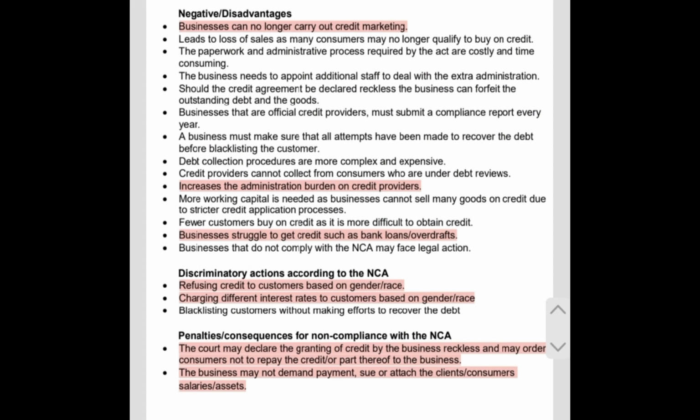Refusing credit to customers based on gender. Number 2, charging different interest rates to customers based on gender or race. That one is simple and clear. There is no need of explaining it. For instance, let's say I want to borrow 50 rand, and I'm a male, you are a female. When we go there, they say that I am going to pay back 100 rand, and because you are a female, you must only pay back 60 rand. That means it's discriminatory. And then let's move forward again.